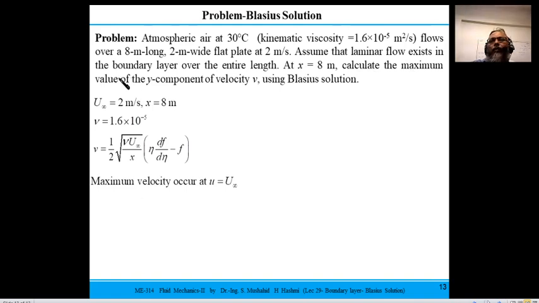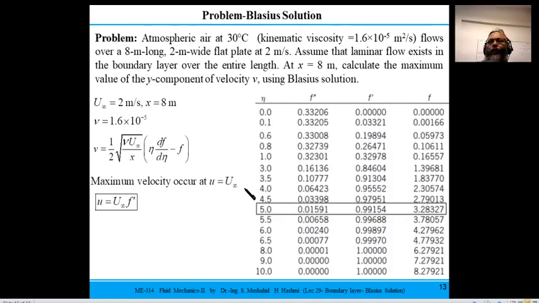So the maximum value of y occurs where your maximum velocity is, when your local velocity approaches the free stream velocity. So u over u infinity comes out to be unity, because you know the first derivative is u over u infinity, and this first derivative comes out to be exactly 1. So here the first derivative is exactly 1 when your eta is 8.